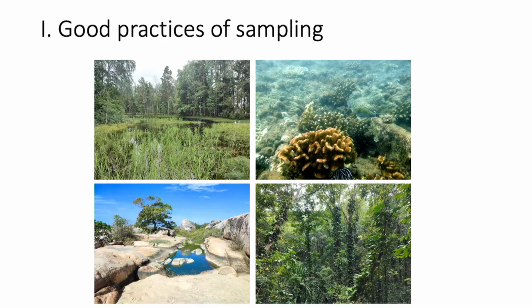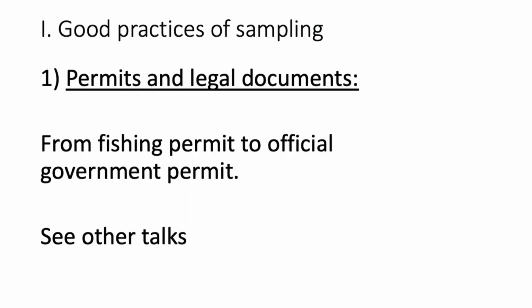So regardless of the environment where you will be collecting your organism of interest, you will need to have basic good practices and think ahead before even collecting the organism that you want to sequence. And the very, very first step that you should do before collecting even is getting all your documentation in accordance to the rules and regulations of the country where you're going to collect. And this could be from buying a fishing permit to getting an official government permit and so on. And for all of these questions, I redirect you to one of the following talks.